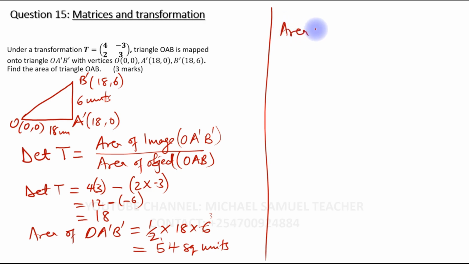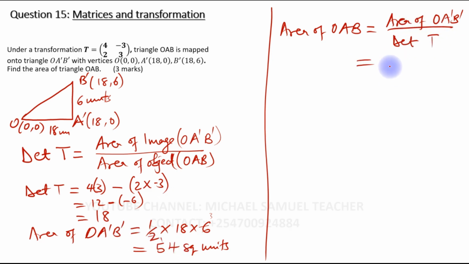Therefore, now that we have the determinant, area of OAB will be area of OA'B', that is the image, over determinant of the transformation matrix. So area of OA'B' is 54 and the determinant is 18. So we get 3 square units. So that's how we are supposed to do the question.